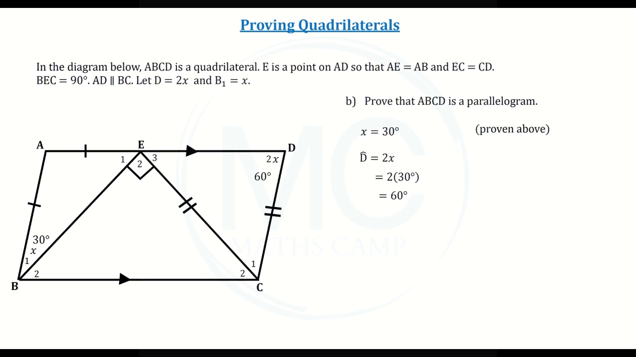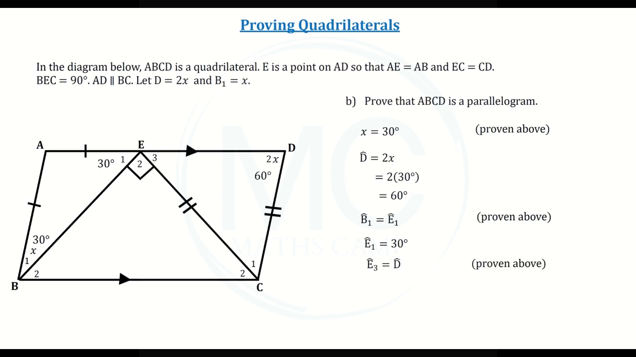In part A, we also found that angle B1 is equal to angle E1. We don't need to prove this, so we say proven above as our reason. We know that B1 is equal to 30 degrees. E1 is equal to B1, which means that E1 is also 30 degrees. And we can put this into our diagram. We also found that angle E3 is equal to angle D.